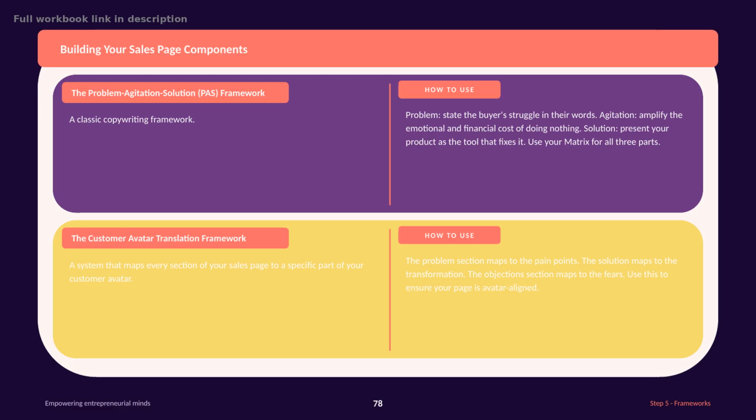The second is the Customer Avatar Translation Framework, a system that maps every section of your sales page to a specific part of your customer avatar. The problem section maps to the pain points. The solution maps to the transformation. The objections section maps to the fears. Use this to ensure your page is avatar aligned.